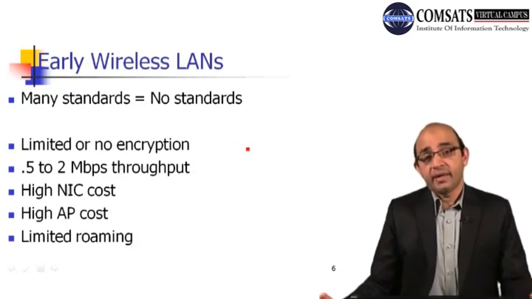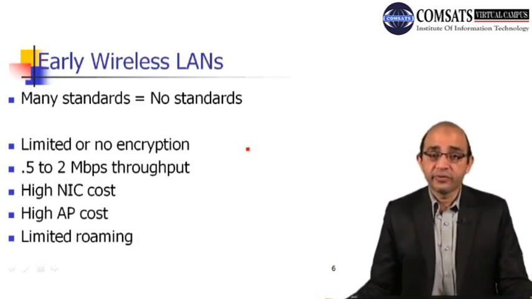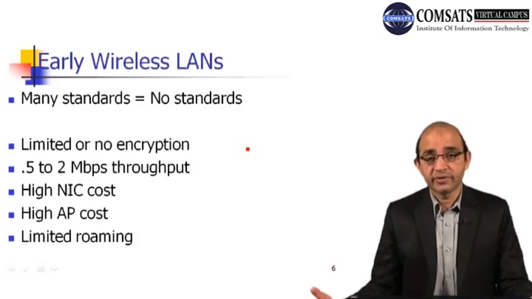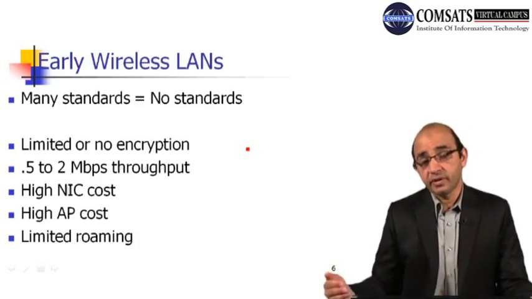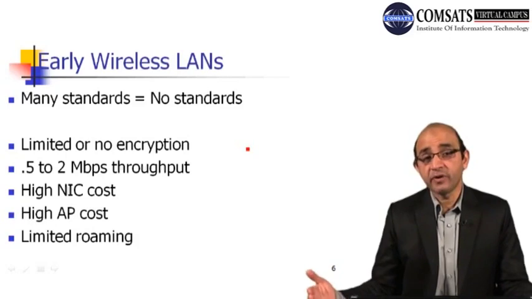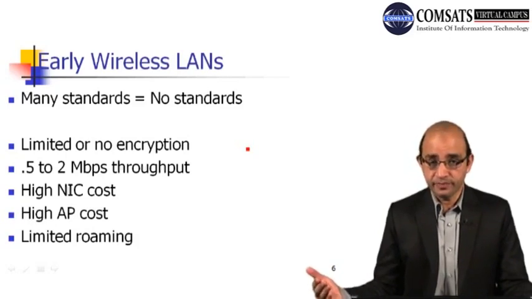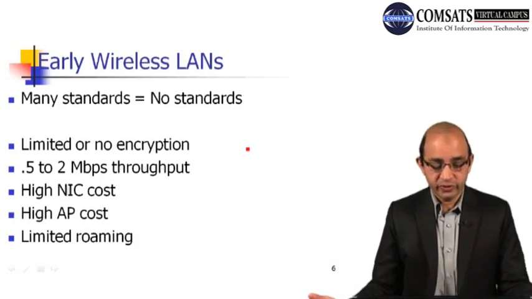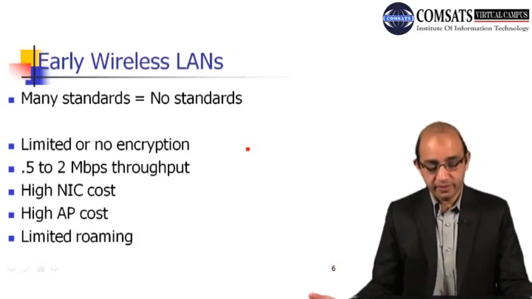And the data rate was also one of the big issues. If I have to download a huge amount of data and I have a lower data rate, I will prefer the fixed network. The data rate or throughput was 0.5 to 2 megabit per second.